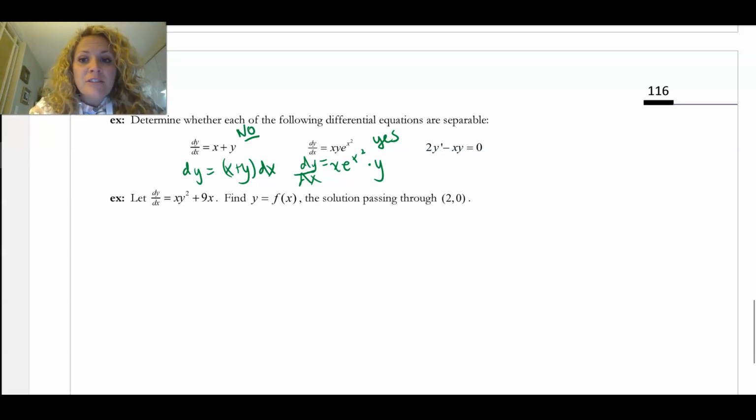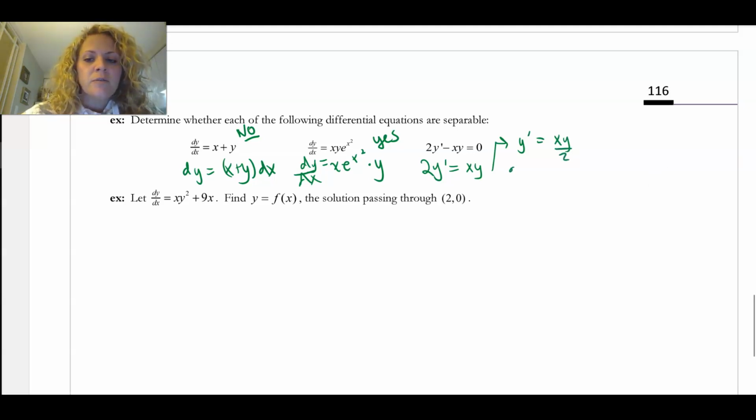The first thing that I would do is get y prime by itself. So we could do that by adding the term xy to the other side. And if you want, you could divide by 2. So I'm going to add the xy to the other side. I should write the 2 with it the first time. So 2y prime equals xy. Therefore, y prime, aka dy dx, is xy over 2, or 1/2 x times y. So if I rewrite that, dy dx equals 1/2 xy.